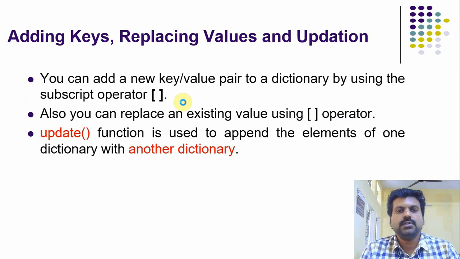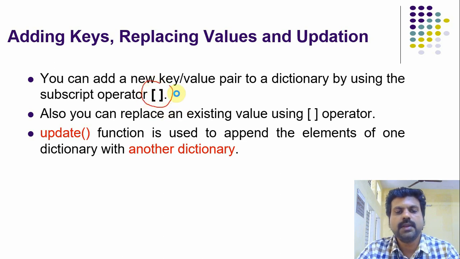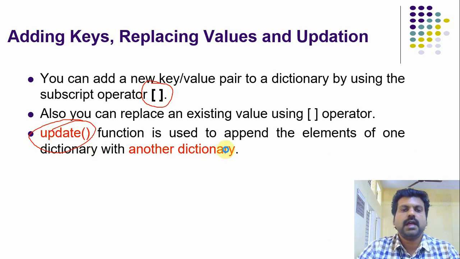So next is how to update values. That's called adding keys, replacing values, and how to update. There are two ways we can update the dictionary. One way is using square brackets. We can modify the value of the age or name or location of a particular person, or we can use the update function. Now let us understand how to update or replace values or add new keys inside the dictionary.